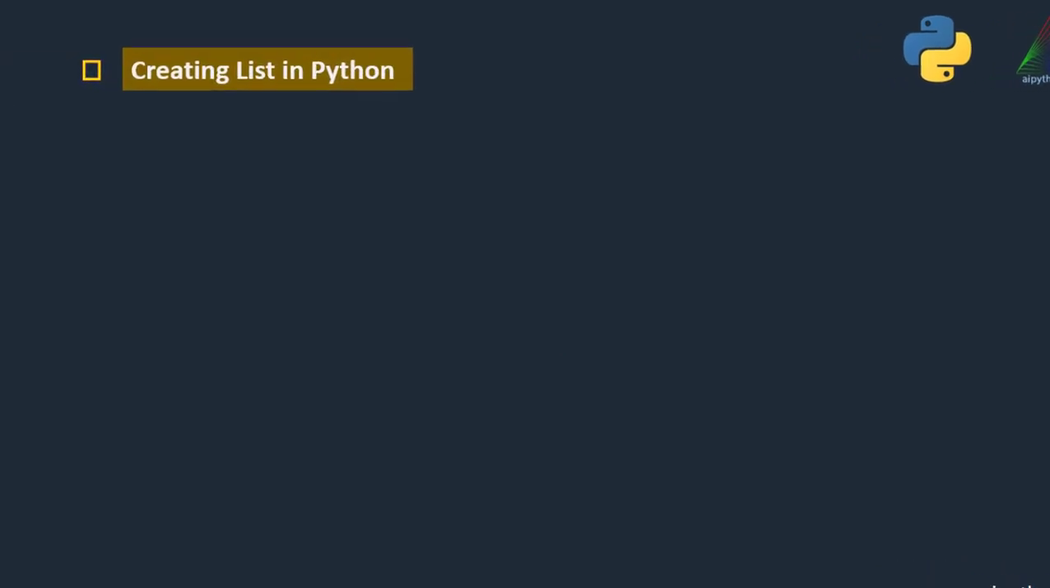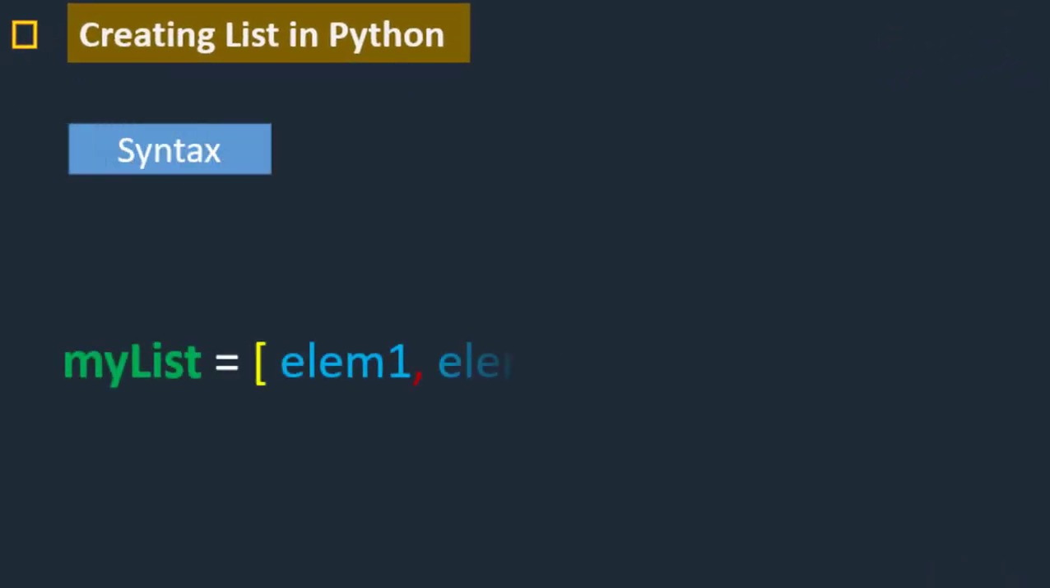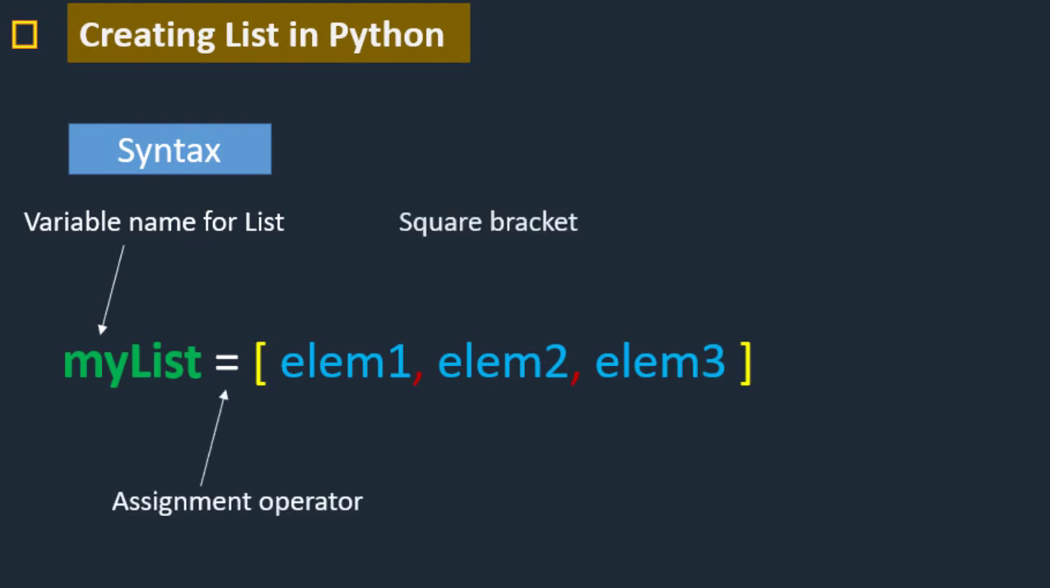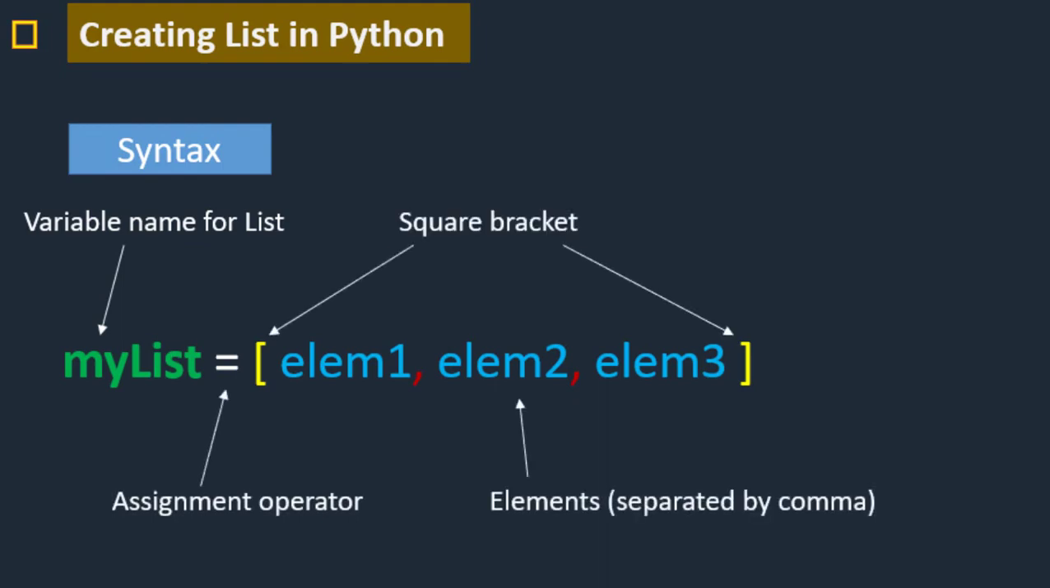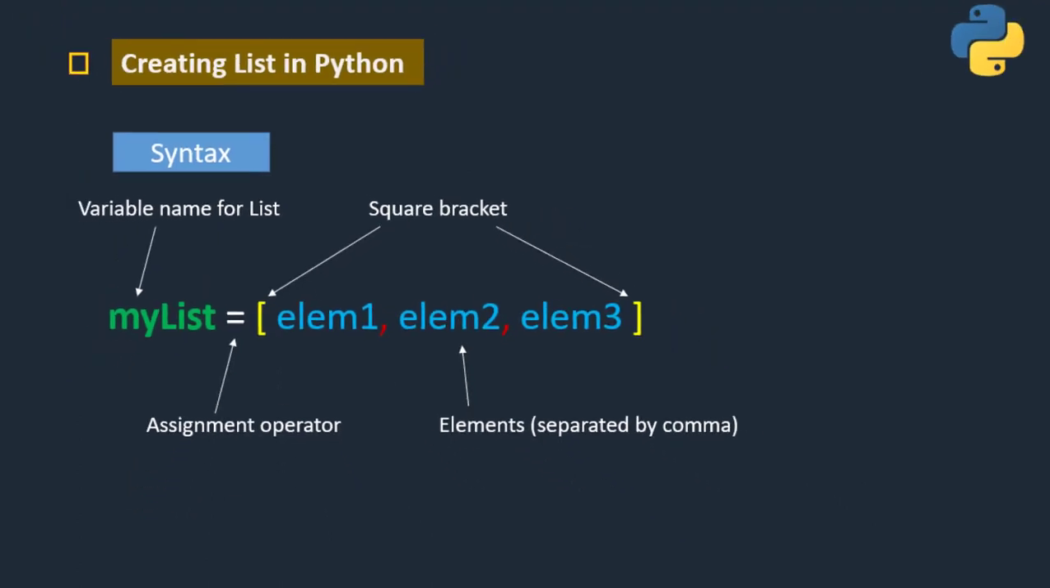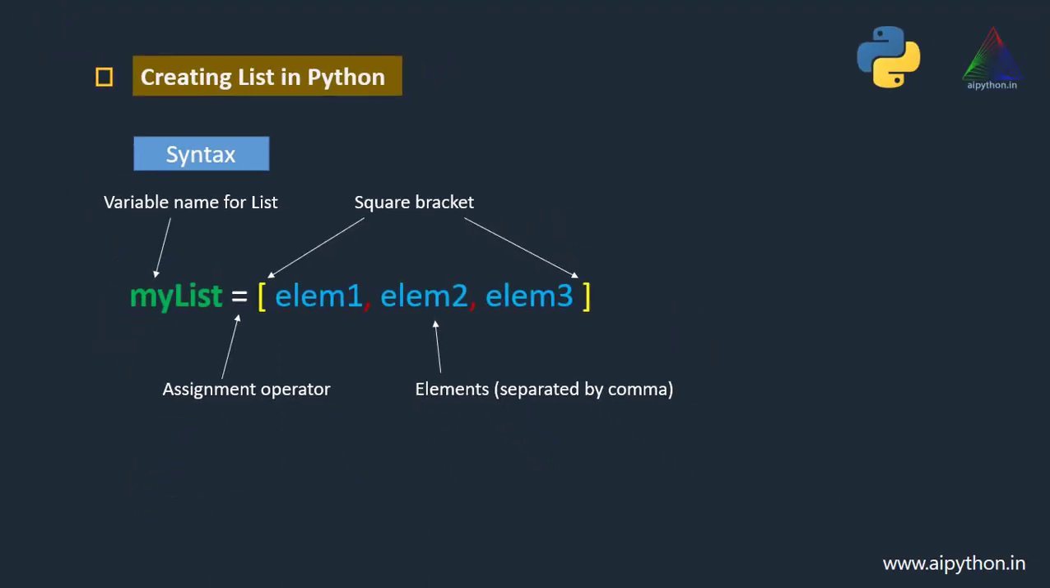Creating a list in Python is a very easy task. The syntax for creating a list in Python is: you have to decide a variable name, that is the list name, followed by the assignment operator. In the open and close square brackets, you have to write the elements. Elements could be of any data type, separated by commas. A comma is a must and required to create a list. Also, if you don't know about the naming convention of a variable, I would recommend you watch the previous video, and the link for the same video is given in the description.